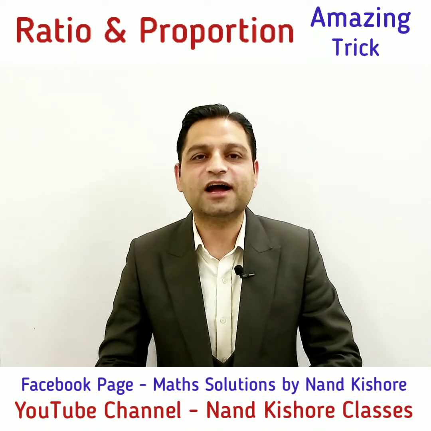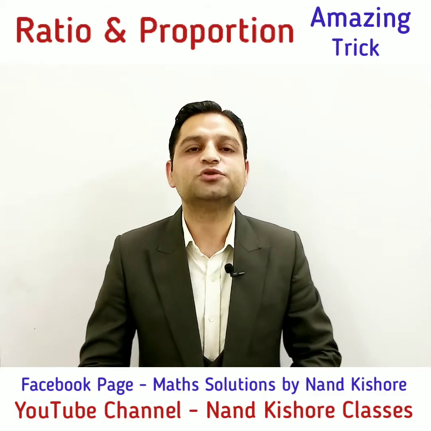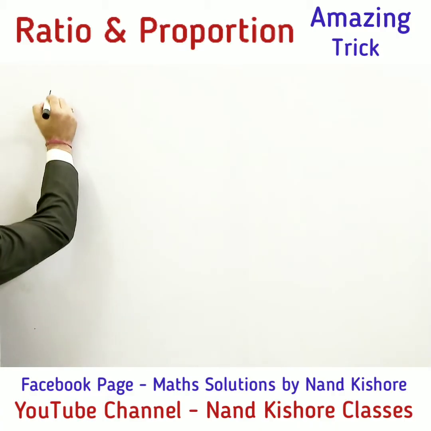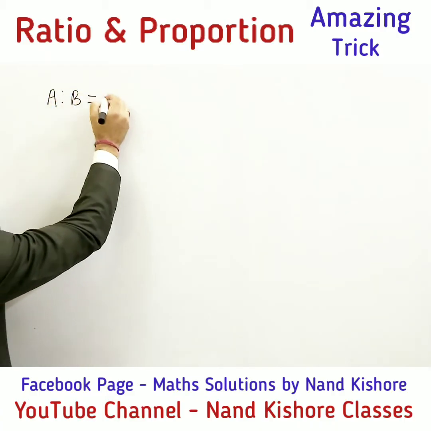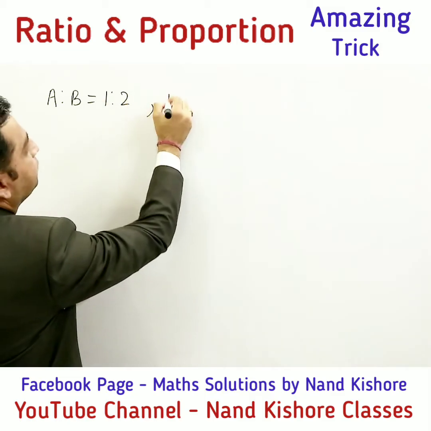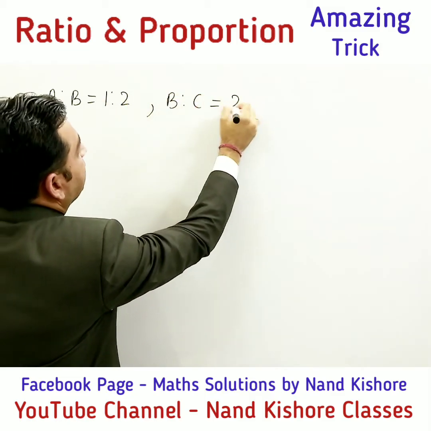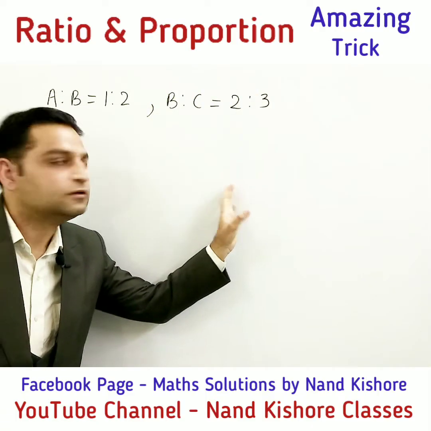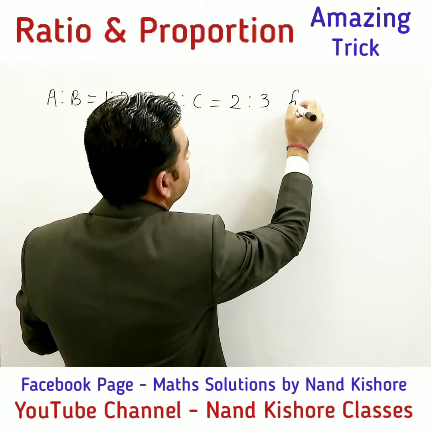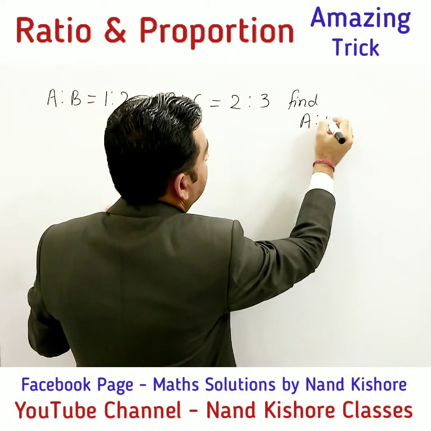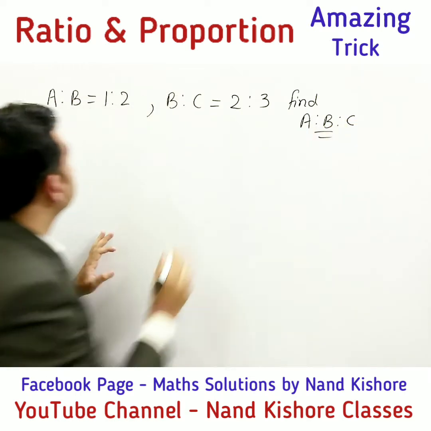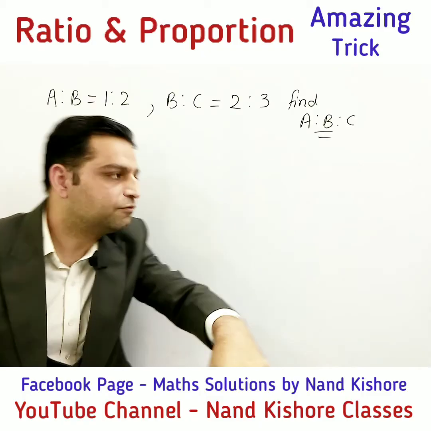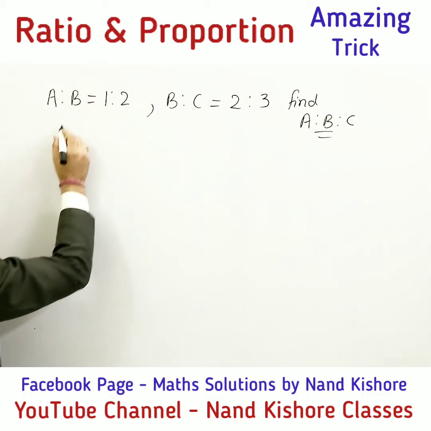Today we are going to study a very interesting trick of the ratio and proportion topic. Let's have a look. Let's suppose we are given A ratio B as 1:2 and B ratio C as 2:3. This data is given and we need to find the value of A ratio B ratio C. Let's see a very interesting trick for how we can find this value.